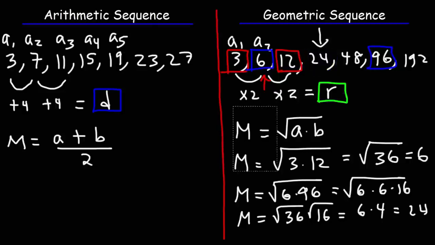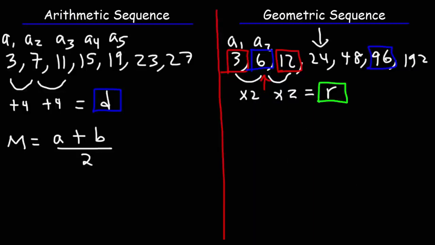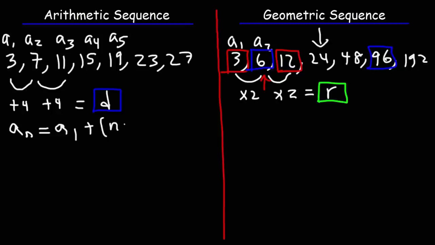Now let's clear away a few things. The formula that we need to find the nth term of an arithmetic sequence is a sub n is equal to a sub 1 plus n minus 1 times the common difference d. In a geometric sequence, it's a sub n is equal to a sub 1 times r raised to the n minus 1.